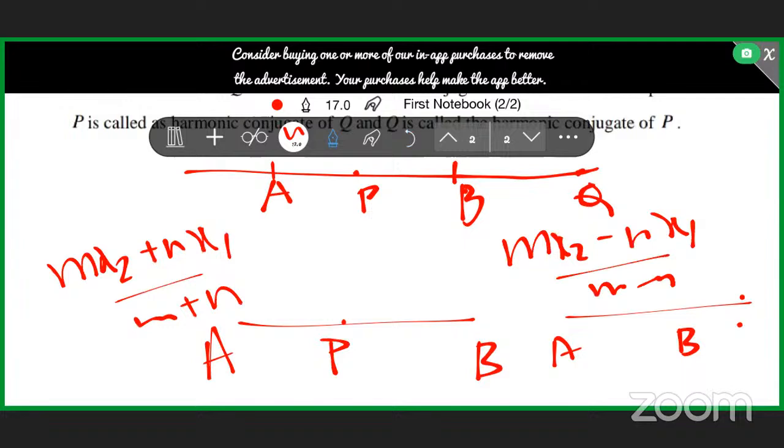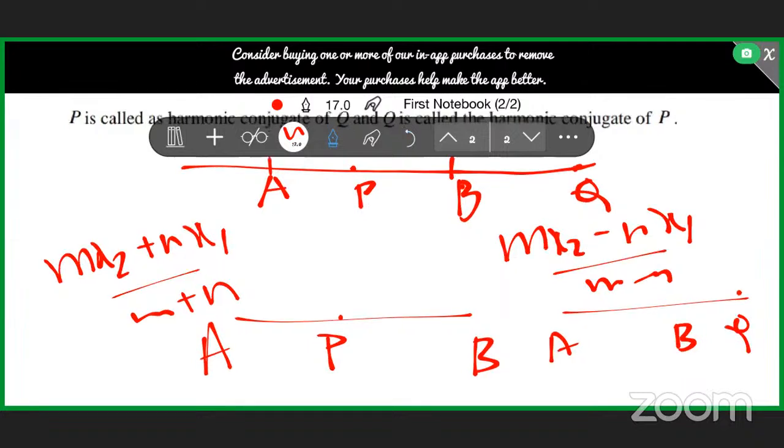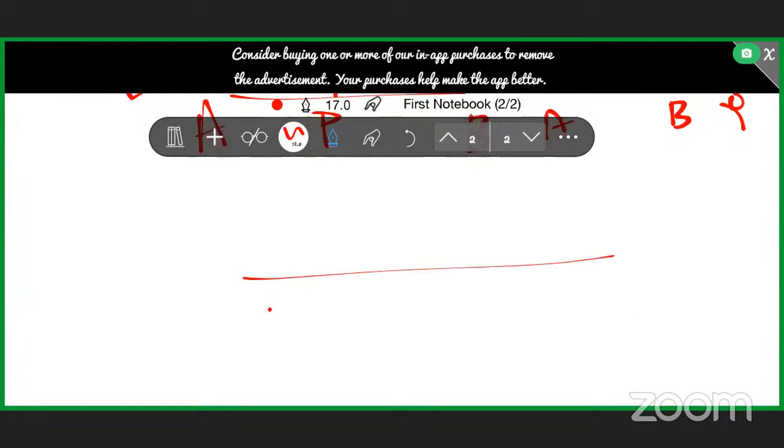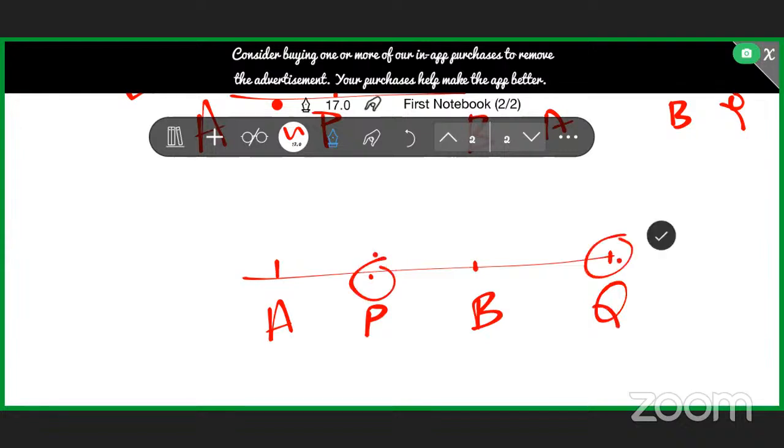Now here, in the same line segment AB, we have two points, where one point divides the line internally and the other point divides the line externally. Then P is called the harmonic conjugate of Q, and Q is called the harmonic conjugate of P. Did you understand this concept, dear students?